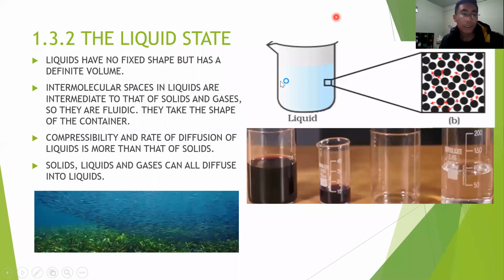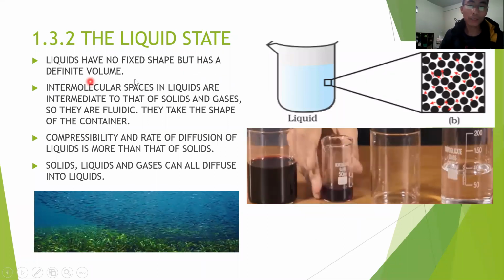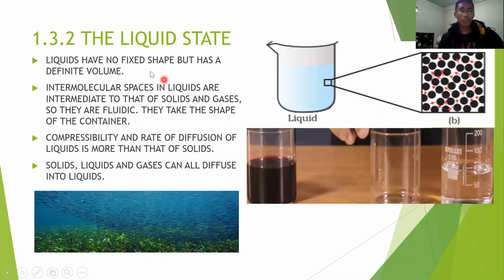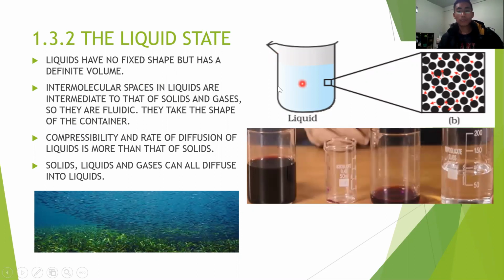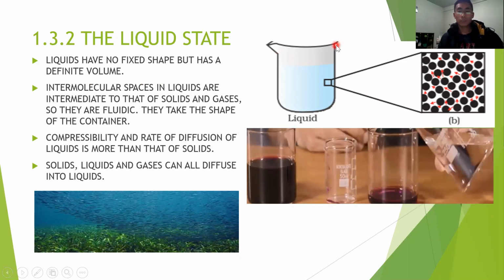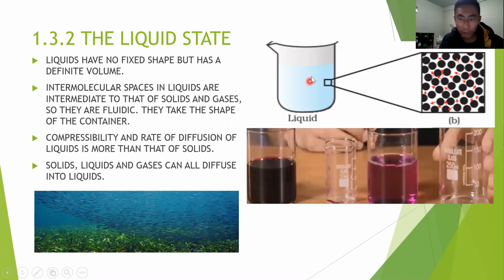Now coming to the liquid state, liquids have no fixed shape but have a definite volume. That means they take the shape of the container. For example, this liquid is in this beaker, let's say. Now, if I pour this liquid into a container of another shape, then definitely this amount of water will take the shape of that container, right? And the amount of water will not change. So that is what it means.